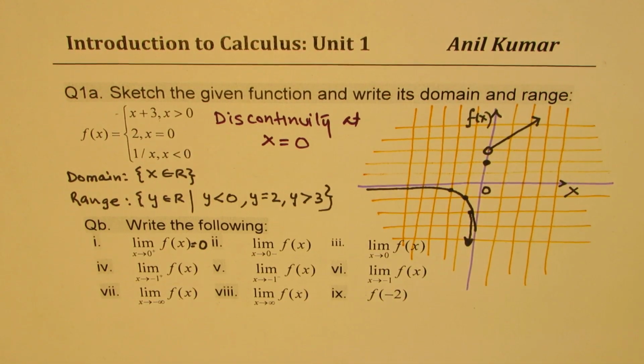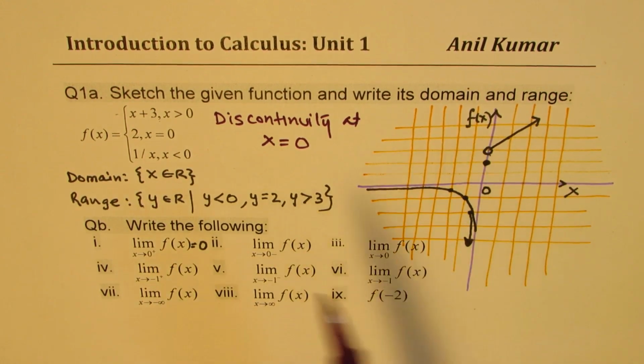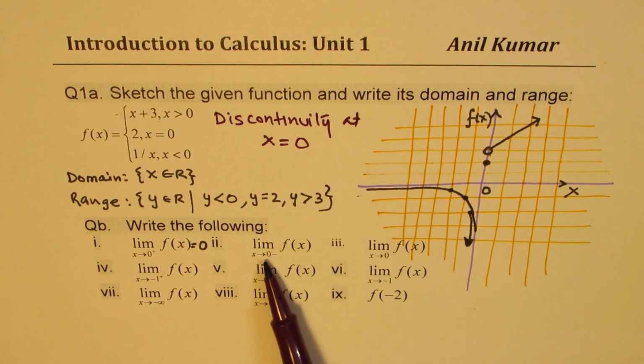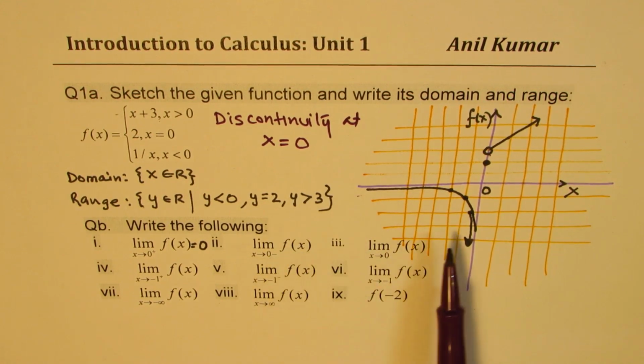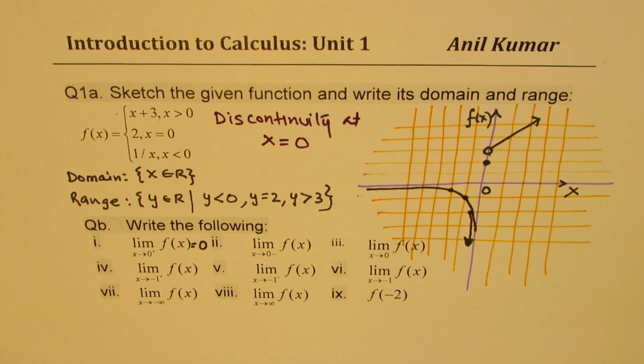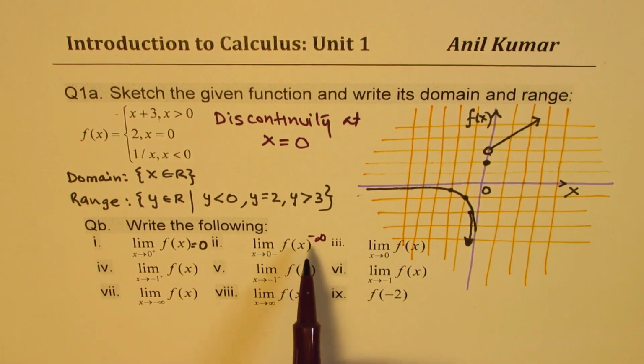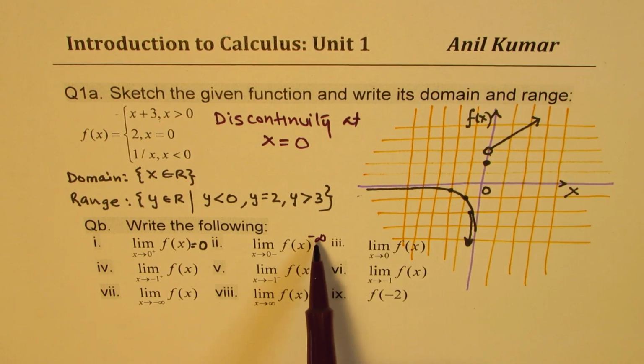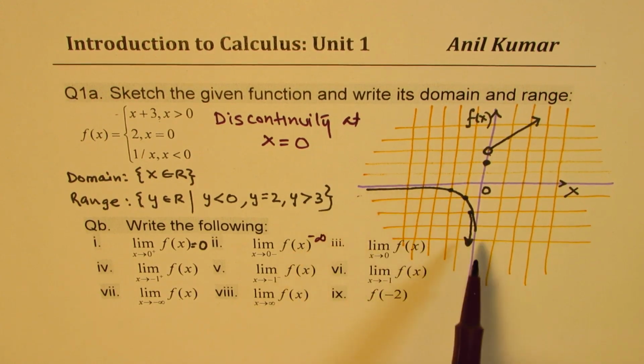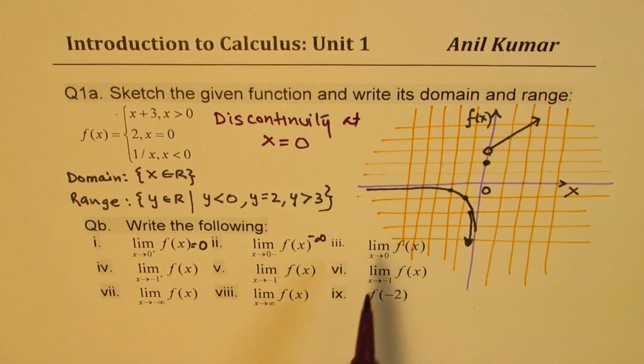Now let us answer part B. So the limit when x approaches 0 from the right side is 0. From the left side, when we are approaching 0, it approaches negative infinity, right? So it is a negatively large value. So we'll write negative infinity here. At times, we may also write does not exist. But negative infinity gives us an idea where the graph moves, so that is a better answer.